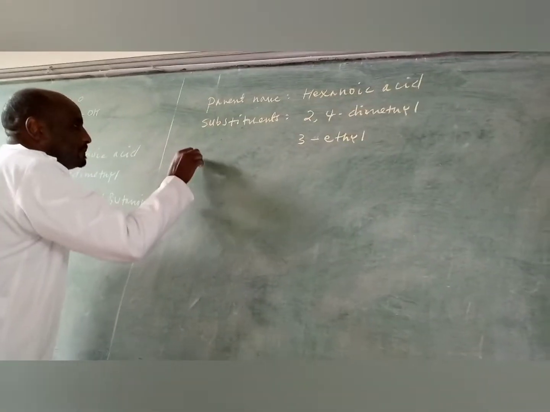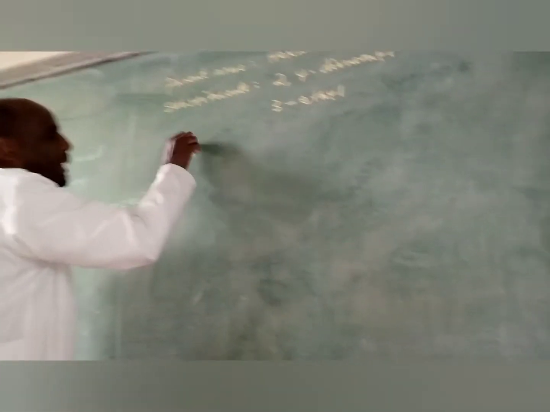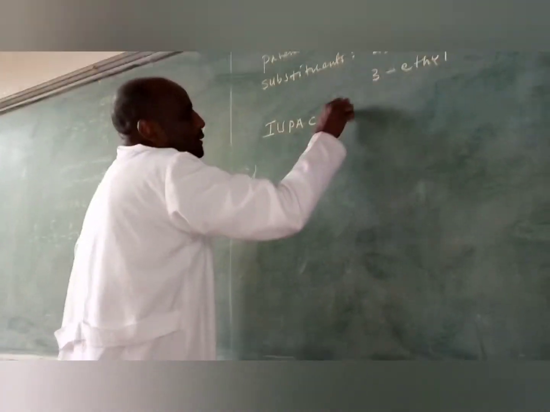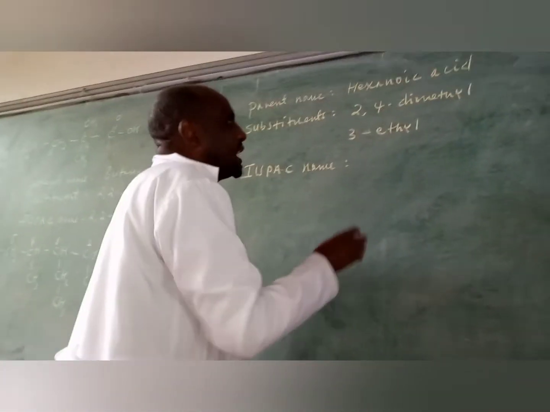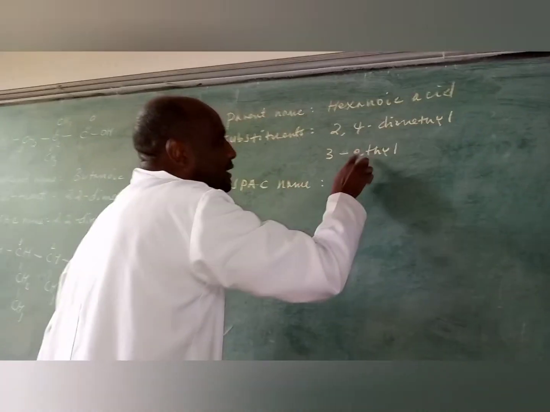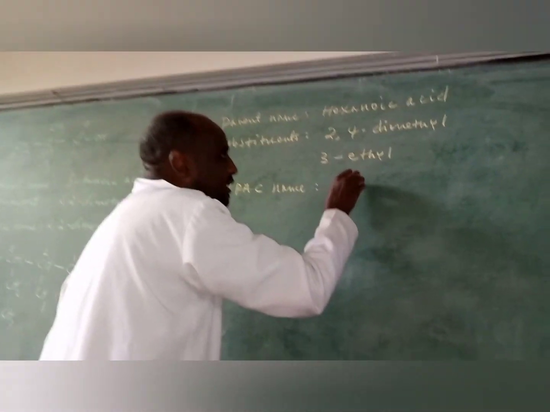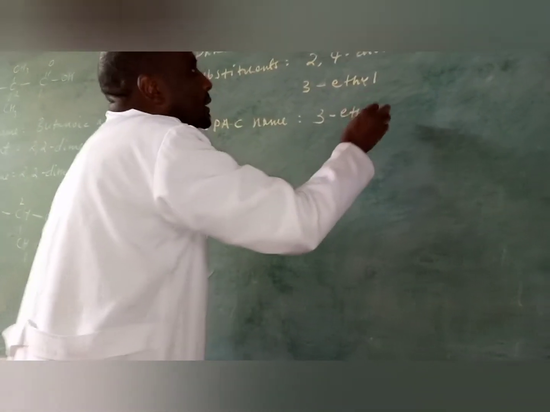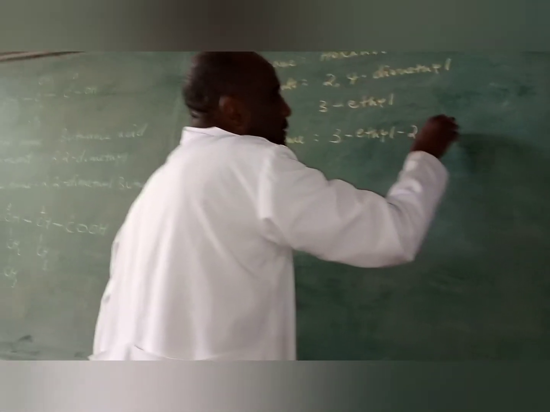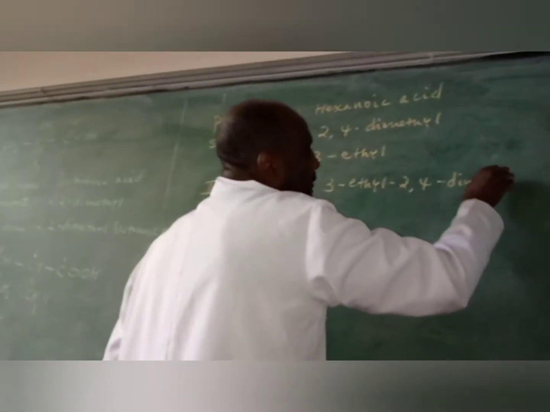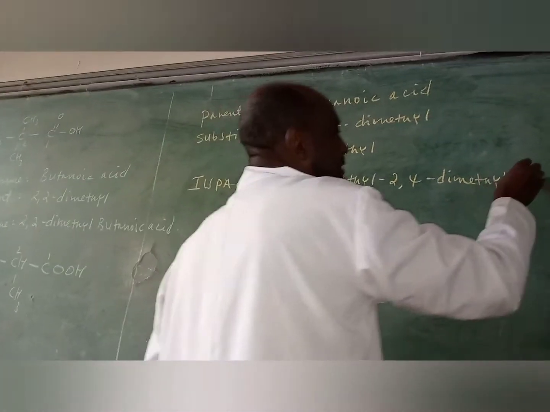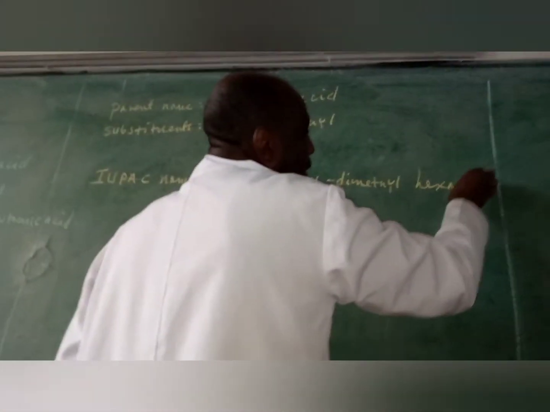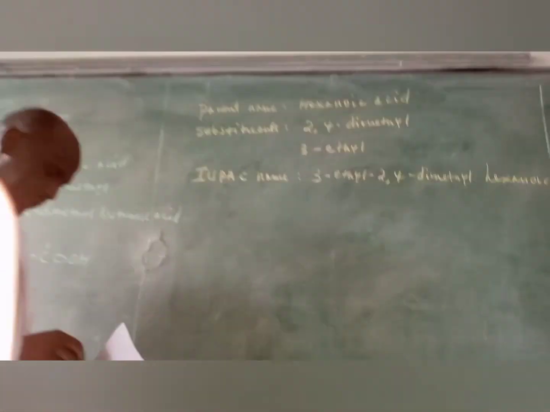Now the IUPAC name. Simply alphabetically we arrange now. This is ethyl, this is methyl. Therefore the ethyl comes first. 3-ethyl, 2,4-dimethyl. Lastly we write the parent name, hexanoic acid. This is the IUPAC name of the given molecule. This is how to name the organic acids.